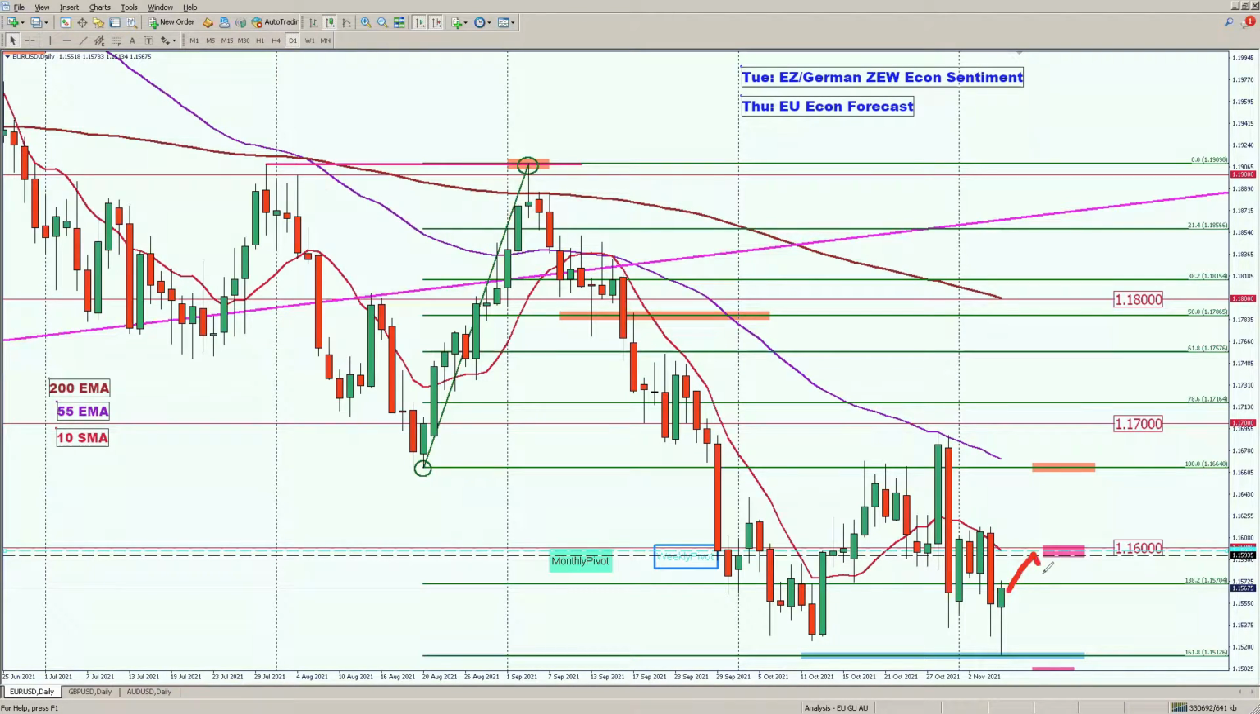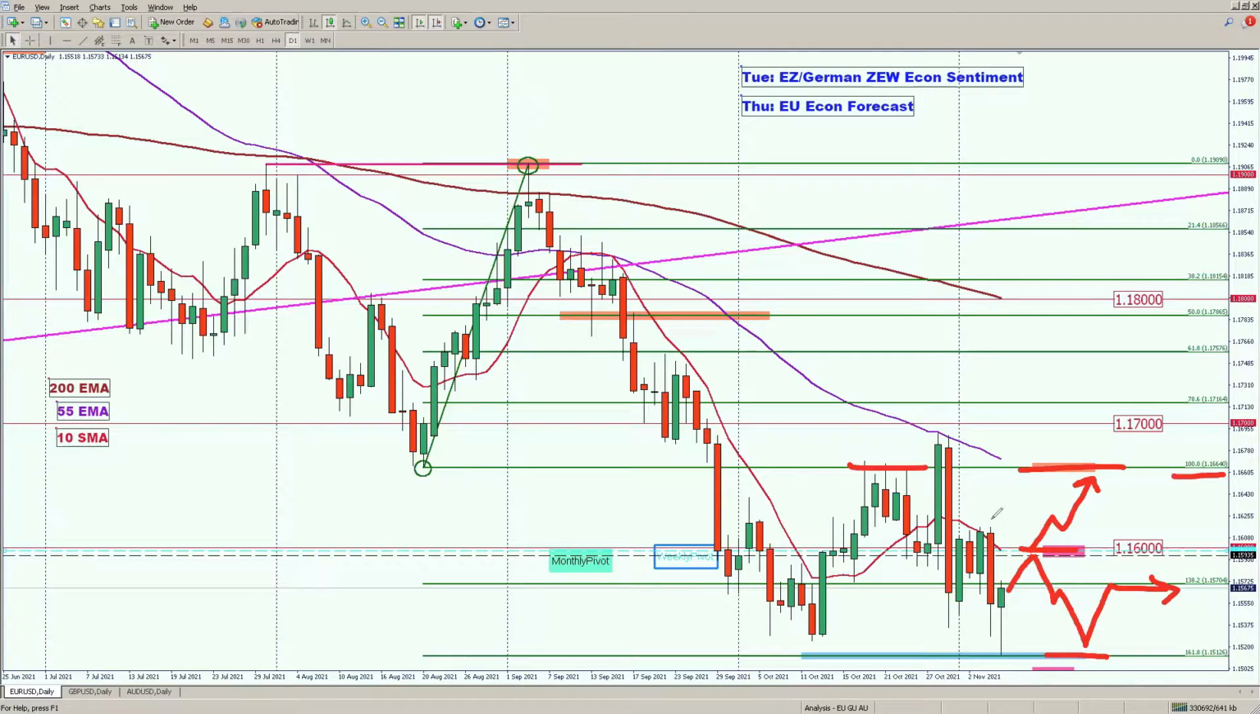But first it's got to break the 116, otherwise it could just consolidate in a narrow zone again, a consolidation area. So if it does break out higher, then the 116.64 will be the resistance zone. Okay, and this week there's only minor news with German ZEW and the economic forecast coming out for the Eurozone.